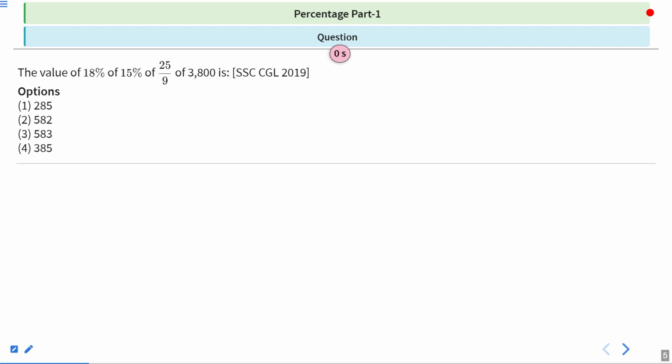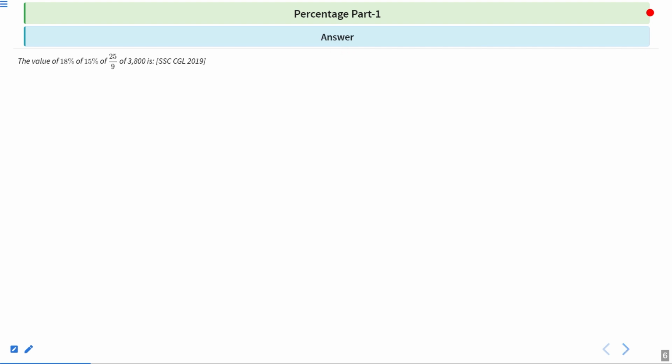Now time's up. Let's see the solution of this question. The question says that the value of 18% of 15% of 25 by 9 of 3800. So we can say that "of" means multiplying. So 18%, if we convert percentage into fraction, what we can do? We just remove the percentage sign and put 100 in the denominator of the number. So the correct answer of this question is 1, which is 285. Now see the detailed solution.